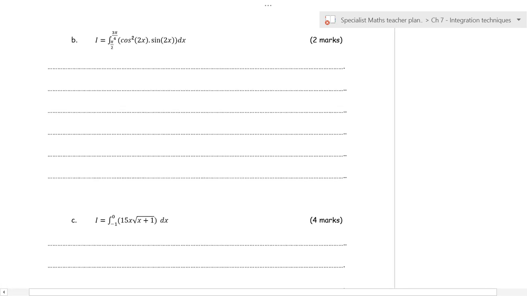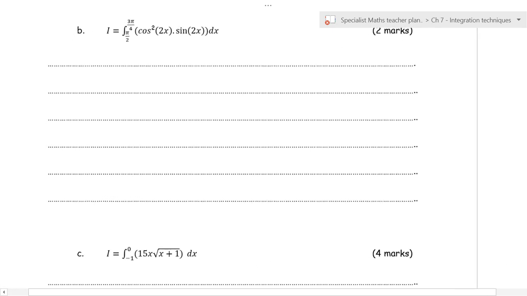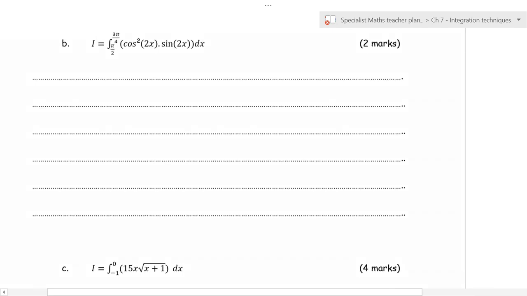Okay. All right, ladies and gentlemen, what are we doing for this one? Let's have a think. Because remember that there's all sorts of ones. If it was just cos squared 2x by itself, that would be different. It would be trig identities. But can someone put their hand up and tell me, what are you doing for this one? Tyler.